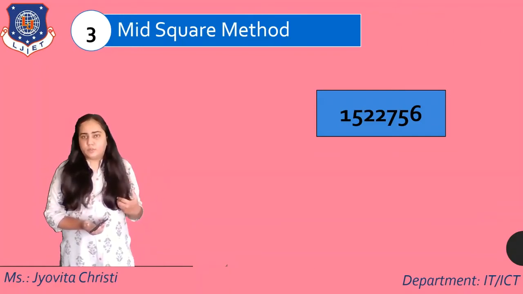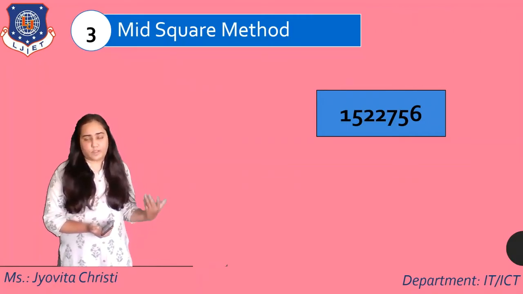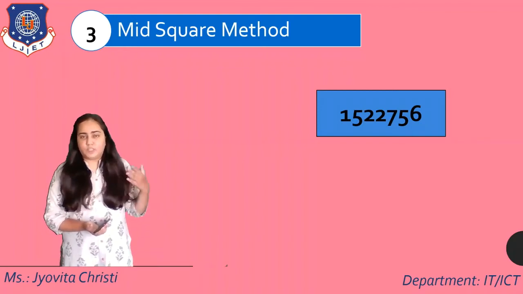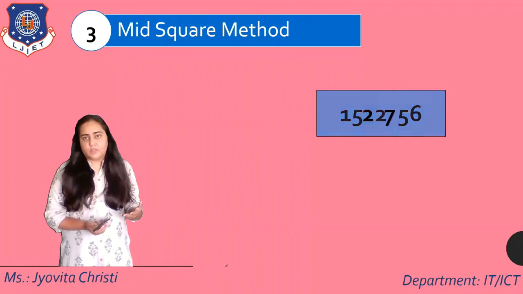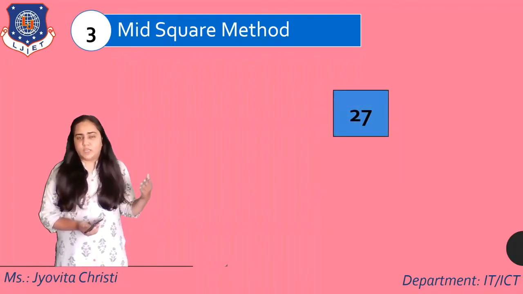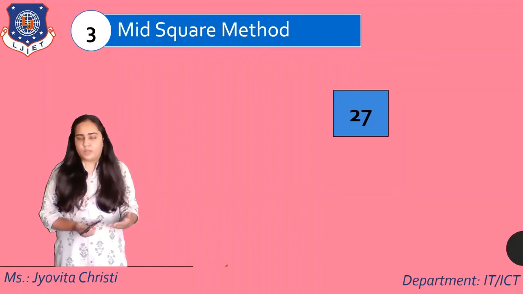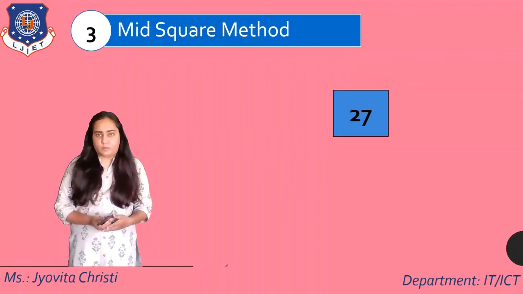So if I'm choosing that when I have an odd number of digits, then I'm removing more digits from the left-hand side, then I have to keep it uniform throughout the formation of the hash table. So doing that, I have picked 27, which means my key, which was 1234, will get stored in the bucket number 27. That is the Midsquare method.